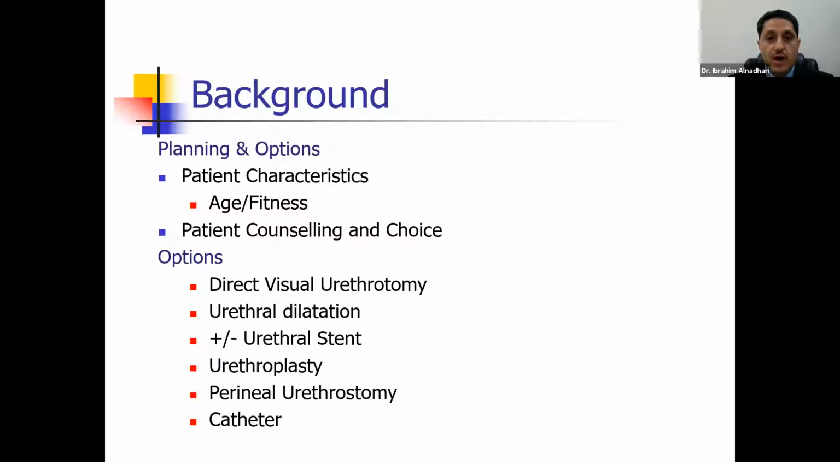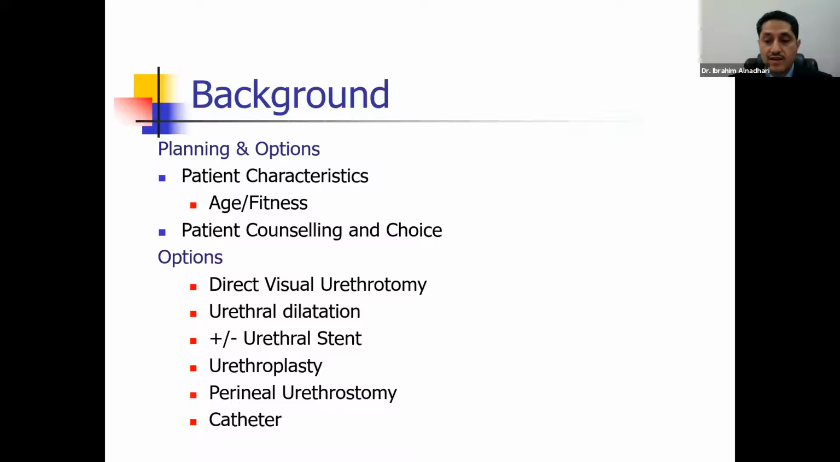The second thing is the patient characteristics: the age of the patient, the fitness, the comorbidities. And after all of this, the patient counseling, which is very important. We need to sit with the patient, talk with him, give him the options, pros and cons, and finally, he's the one who is going to take the decision.